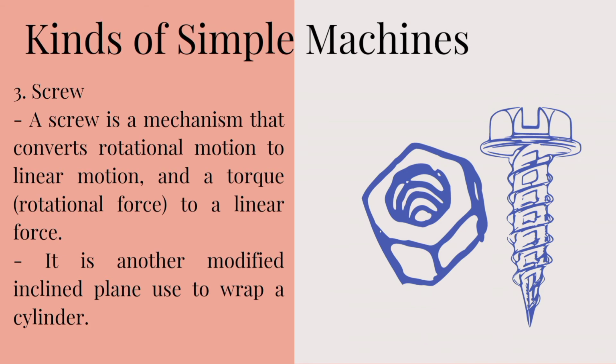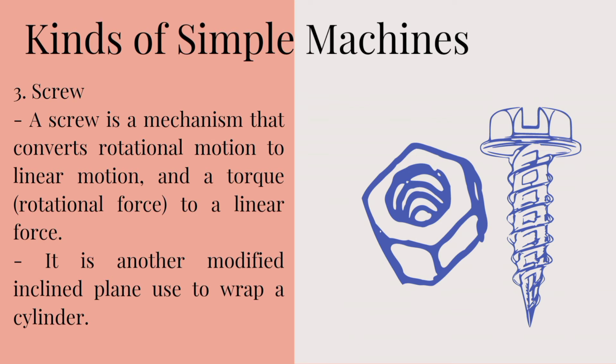Number 2, screw. A screw is a mechanism that converts rotational motion to linear motion and torque, or rotational force, to a linear force. It is another modified inclined plane used to wrap a cylinder. Parts of the screw: thread. A screw thread is defined as a ridge of uniform section in the form of a helix on either the external or internal surface of a cylinder.